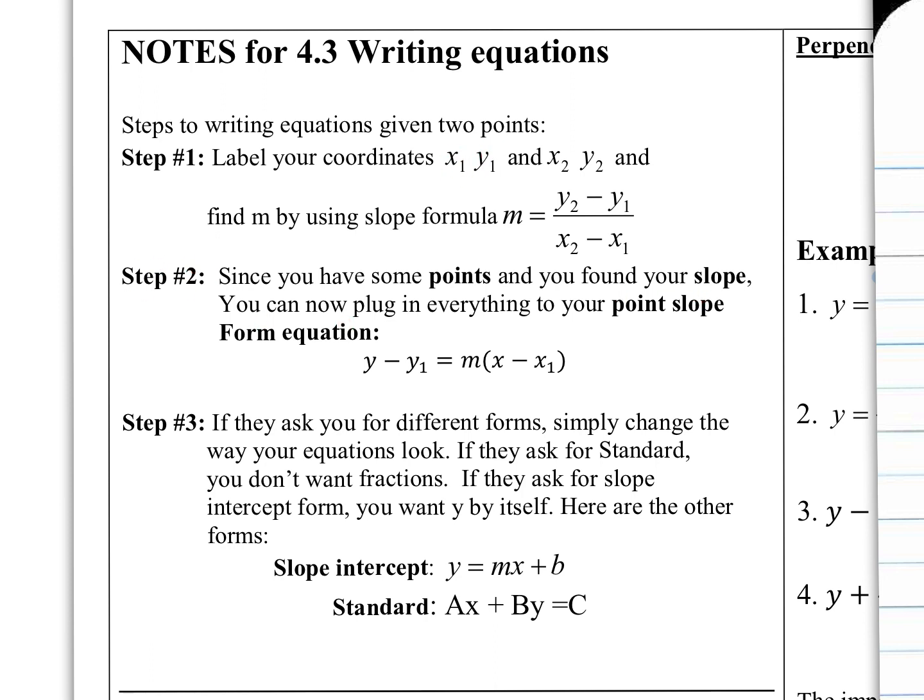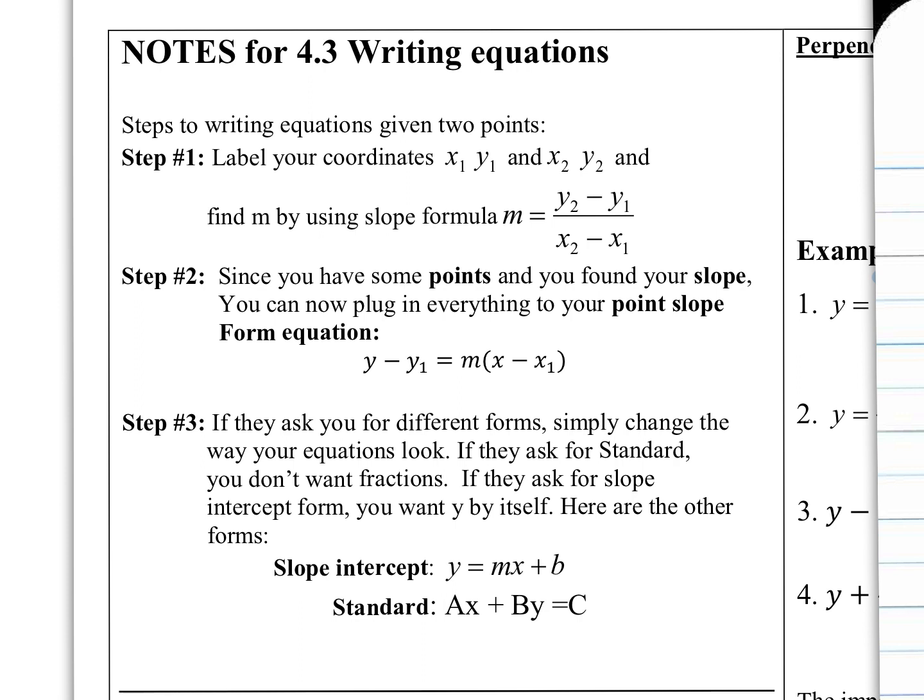That would be step 2, where you take the slope that you just have, plug it in right there where the m's at, and take your first point, x1 and y1, and plug it into those values, x1, y1. And then you have your point slope form equation. And if they ask for point slope form, then you're done.